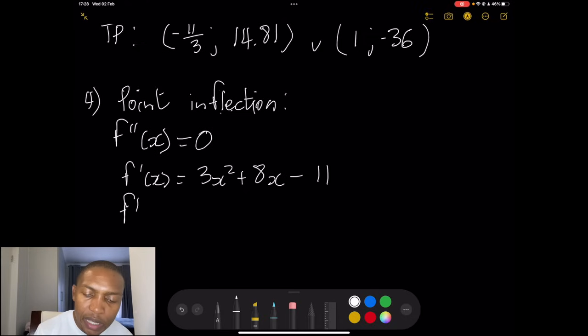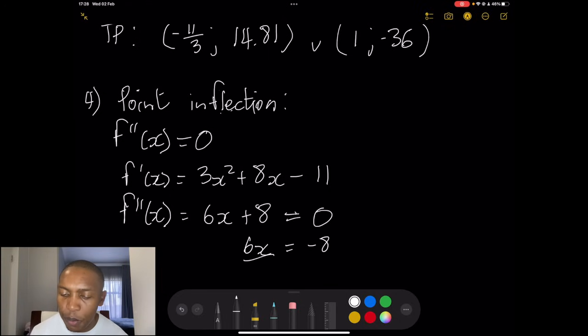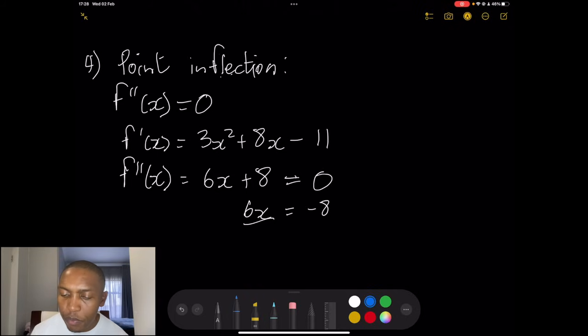Now to get the second derivative, we take that one, which is going to give us 6x plus 8, and this is equal to 0. And of course it means that 6x is equal to negative 8, and we divide both sides by 6. So minus 8 over 6 is the same as negative 4 over 3.